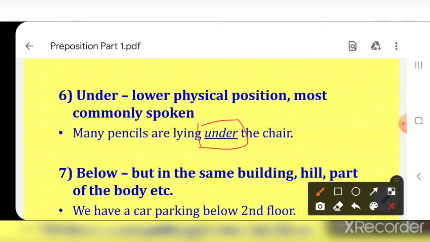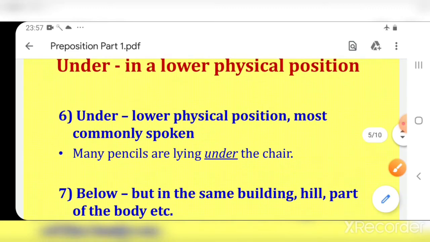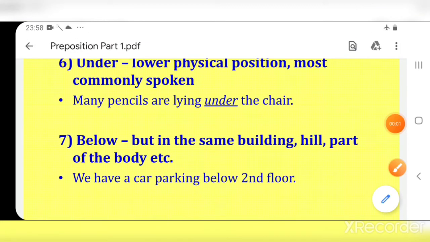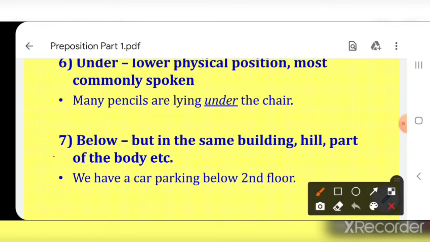Here we can use underneath or below as well. I have just mentioned about below. Below is again used when something is in a lower physical position and it is in the same building or hill. So here's an example. We have a car parking below second floor.